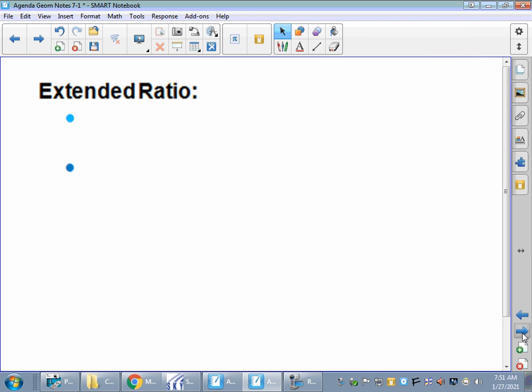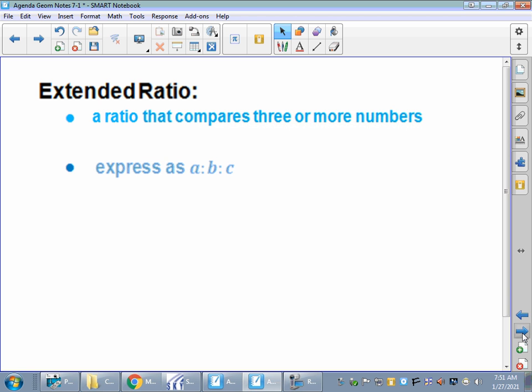So an extended ratio, there's 2 things about this. It compares 3 or more numbers. We won't go past 3. So we're comparing 3 things instead of just a regular ratio that compares 2 things. So this one, we always use the colons. We'll say A to B to C.